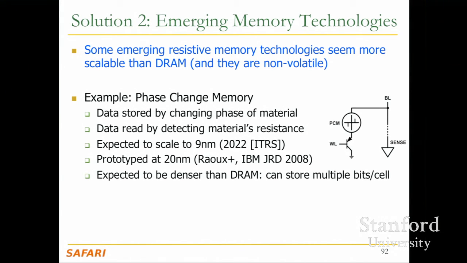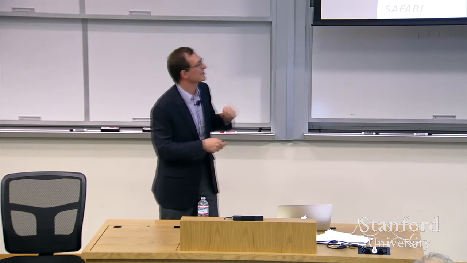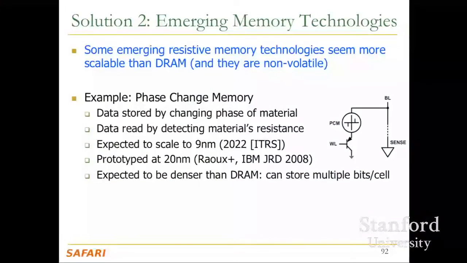In rewritable CDs, you basically shine light on a cell. As a result, you get different optical reflectivities, and now you can detect 0 or 1. But that's a very slow reading process, clearly. So you want this other read device that can detect the material resistance. And it's expected to scale to much smaller nanometers. It's prototyped at 20 nanometers. And it's also expected to be denser than DRAM.